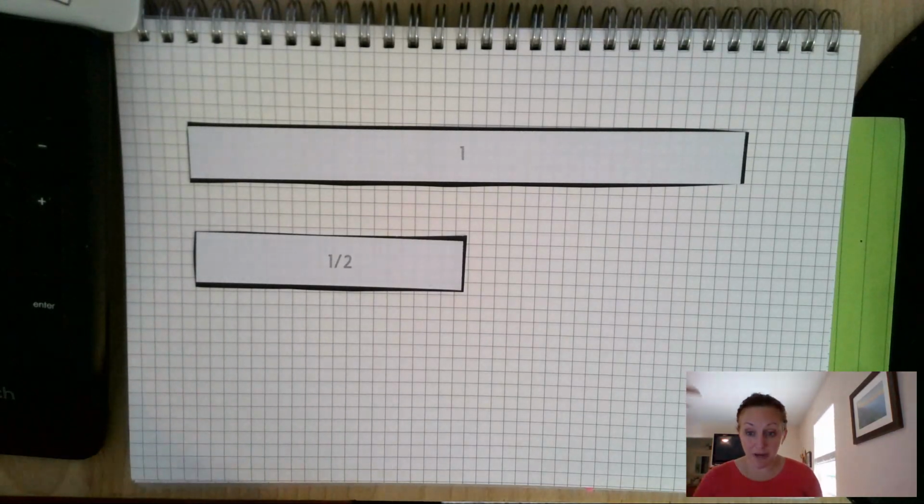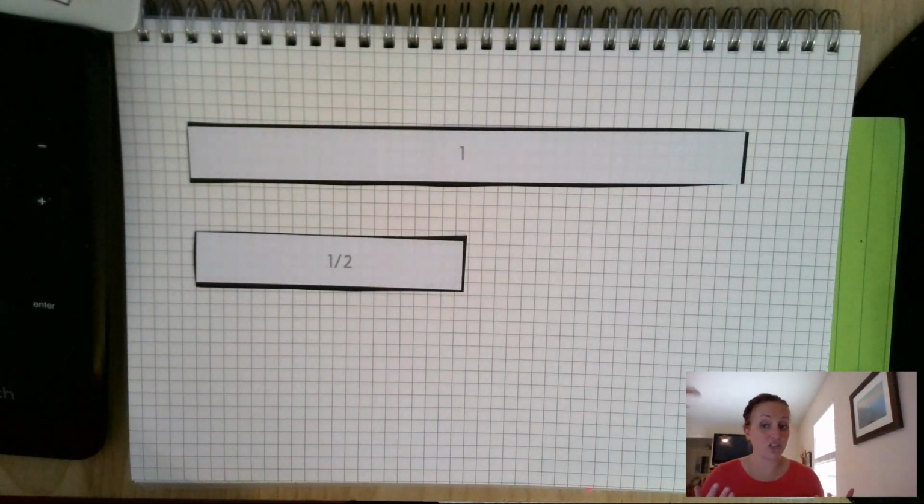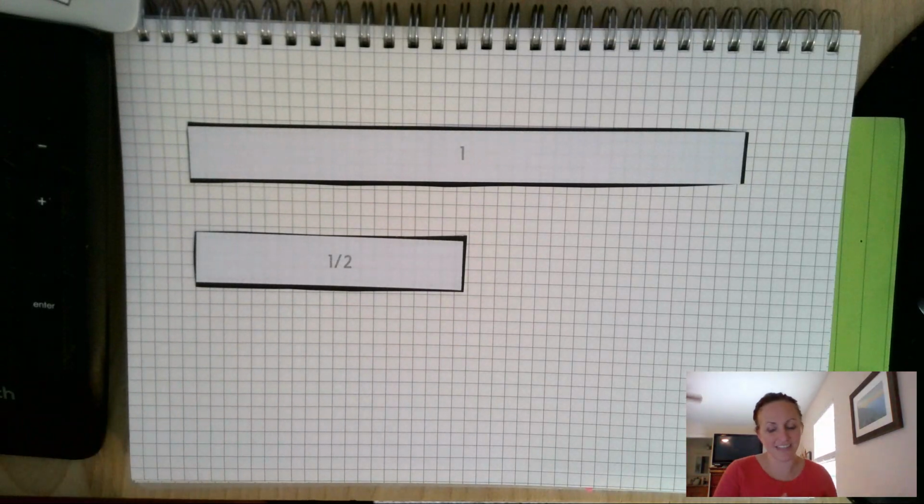We talked about comparing whole numbers at the very beginning of the school year. Comparing fractions is basically the same idea. You're trying to see, are those numbers the same? Remember, we can have equivalent fractions. Equivalent means equal to. Or is one bigger than, greater than, or less than the other?